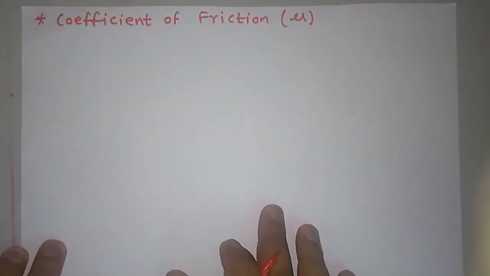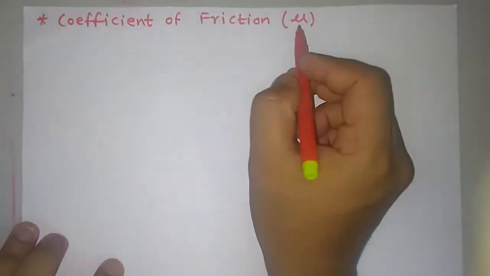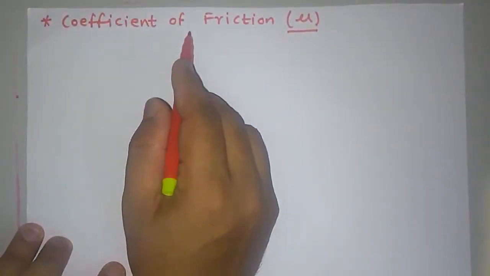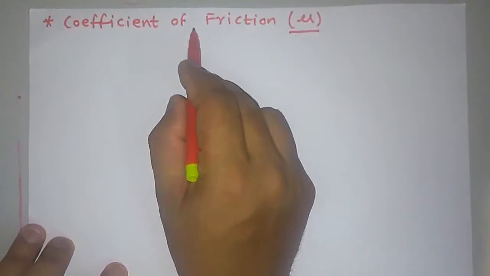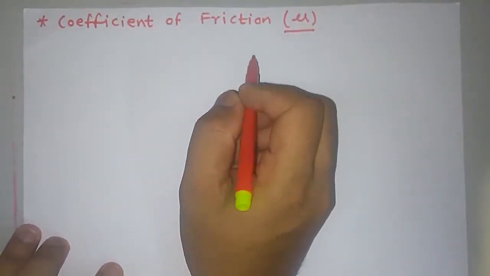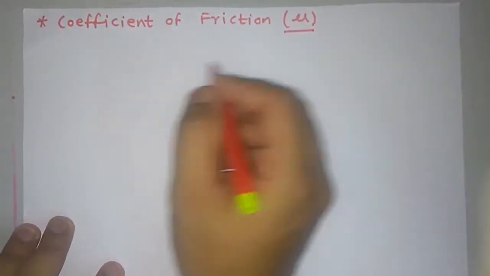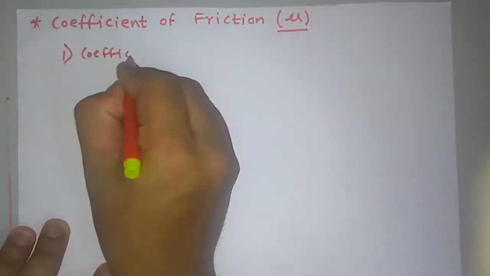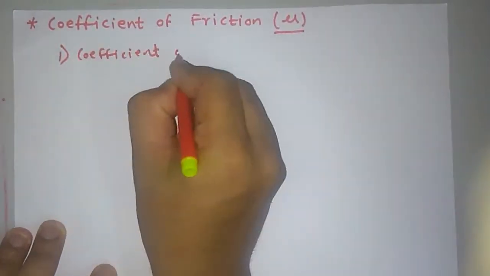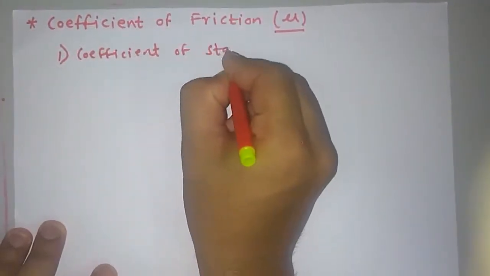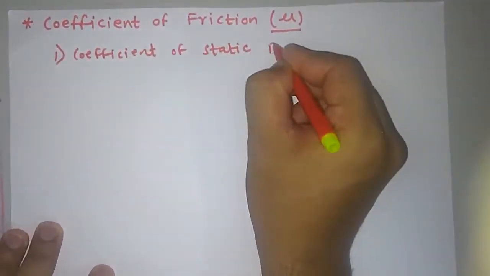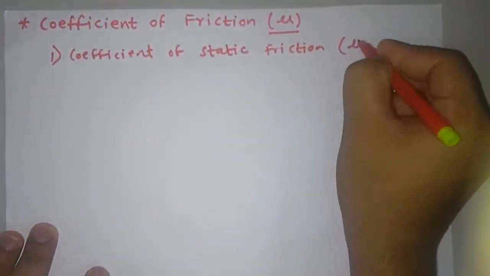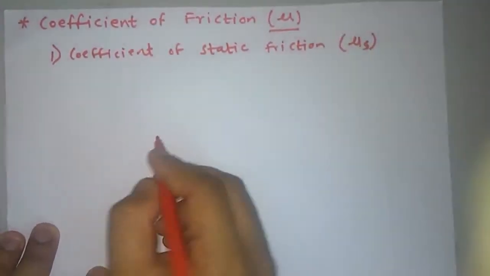The next topic is coefficient of friction, which is denoted by the sign mu. Again, there are two types of coefficient of friction. First is coefficient of static friction and second is coefficient of dynamic friction or kinetic friction. So first we will see the coefficient of static friction, and it is denoted by mu s.